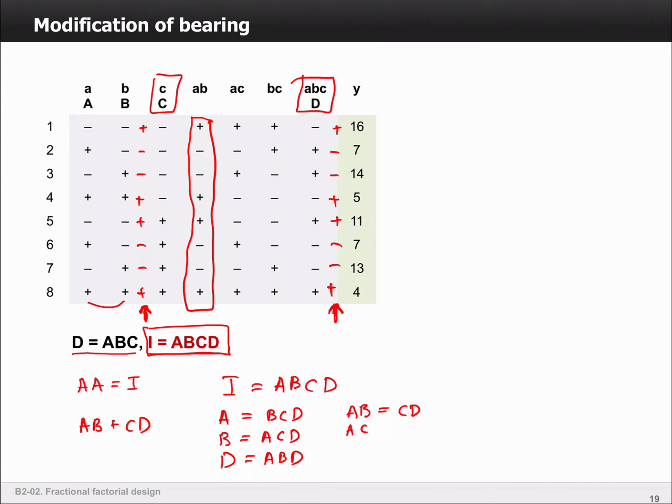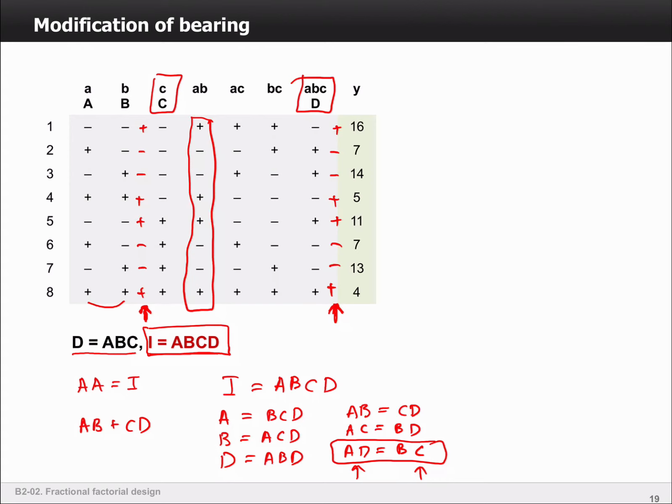Then AC will be confounded with BD, and AD is confounded with BC. So it means that in this case, if we see an effect, it can be an effect from this interaction, or it can be an effect from this interaction. We cannot resolve this effect. Okay, so these are the confoundings, and this is the price we pay for having fewer trials and using less time and money for the experiments.